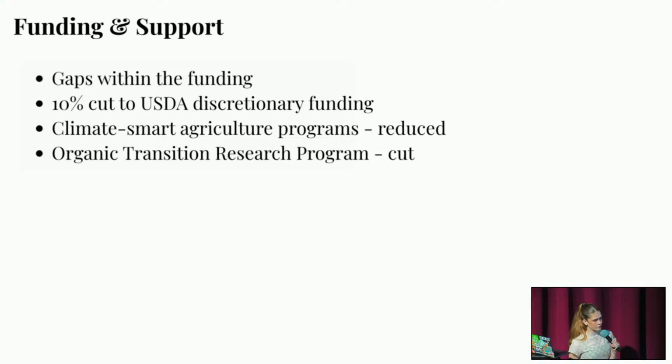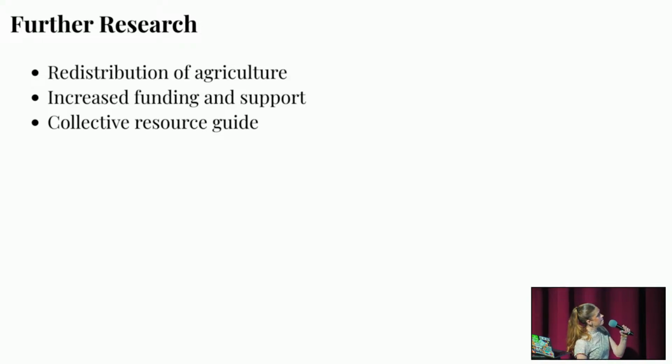Additionally, there have been a lot of cuts recently to the USDA. There's been a 10% cut to their discretionary funding, which is the funding that they can allocate to what they want to allocate. The Climate Smart Agriculture Program has been reduced, and the Organic Transition Research Program has been fully cut. That was a support for farmers to get education on organic production and assist them in their transition. So, not ideal for organic agriculture. That being said, that's my concluding point.